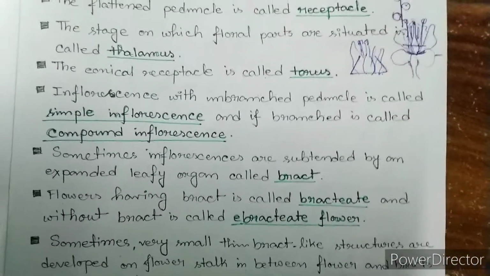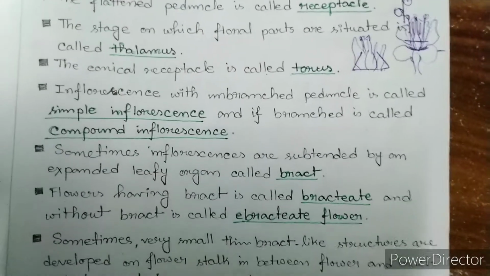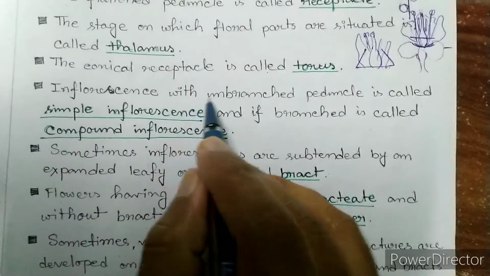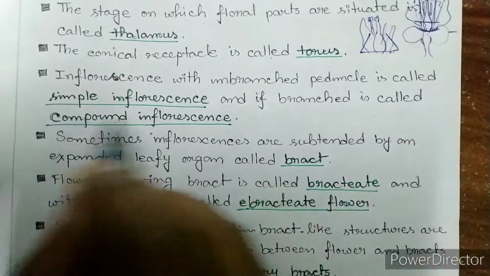Now next we discuss simple inflorescence and compound inflorescence. Inflorescence with unbranched peduncle is called simple inflorescence.